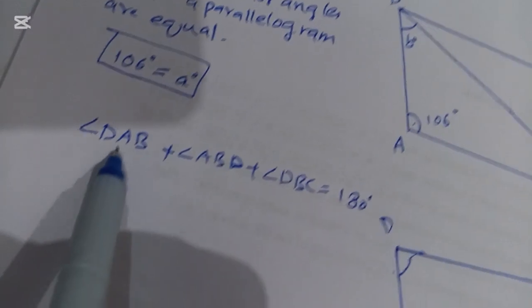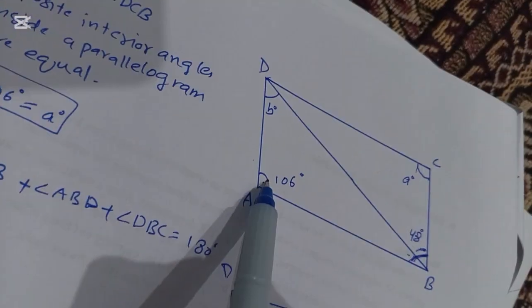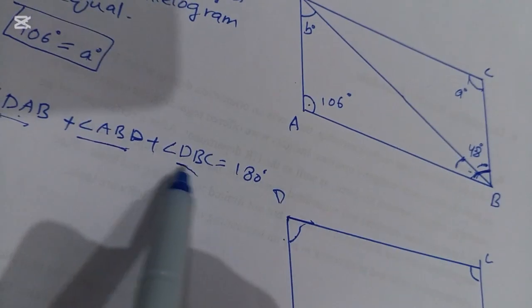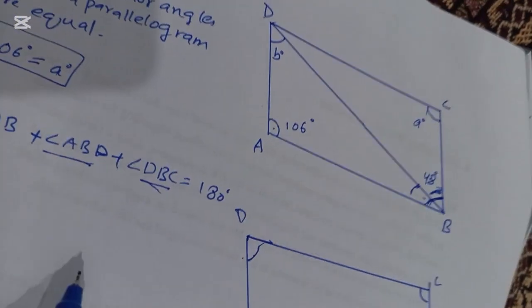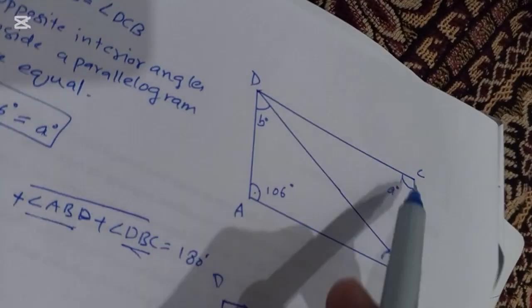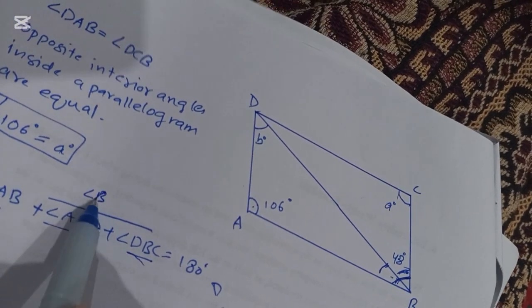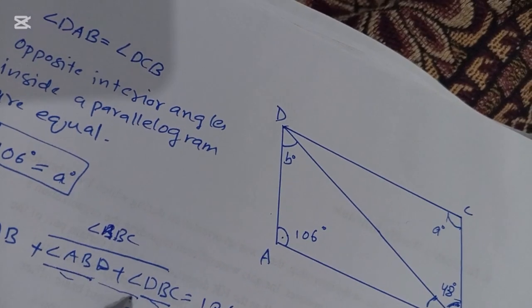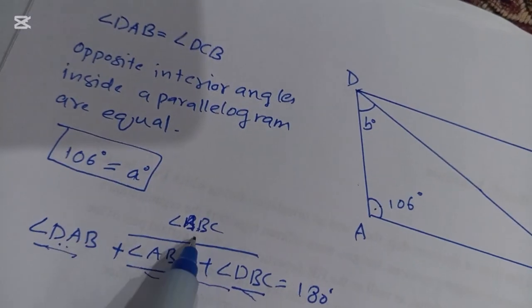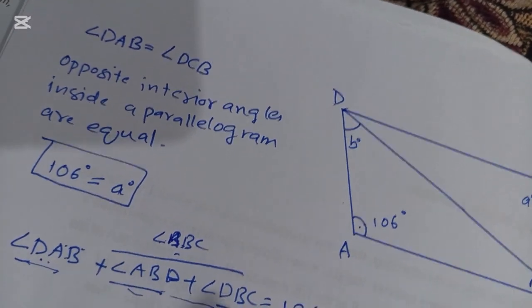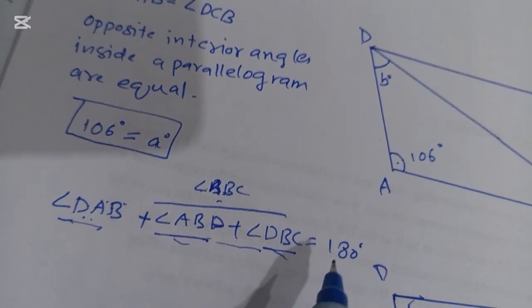Now look here, angle DAB, this one angle, plus angle ABD, this one part of the whole angle, and plus angle DBC, this other part of the whole angle. These two angles together equal angle ABC, so this one is a whole angle. I have divided it into two parts. That's what we are given. So angle DAB plus angle ABC, sorry, they are adjacent angles, right? By adding these adjacent angles, we get 180 degree. That's a property of a parallelogram, right?